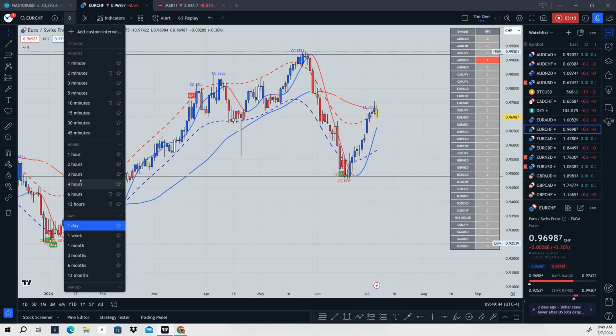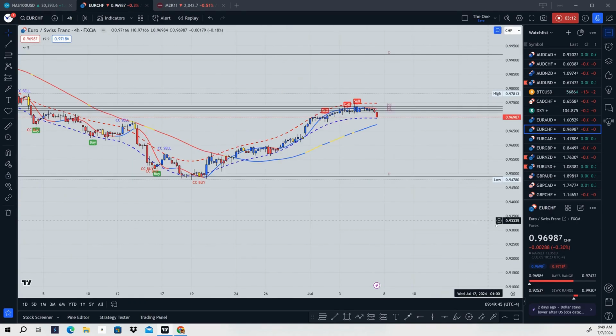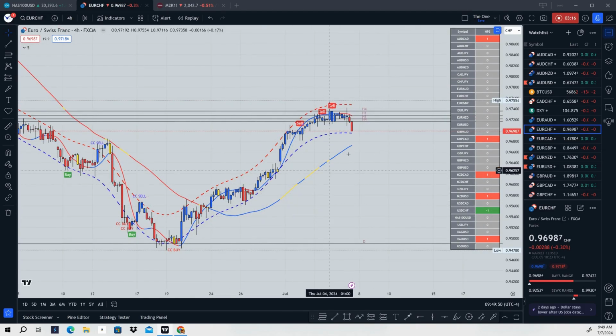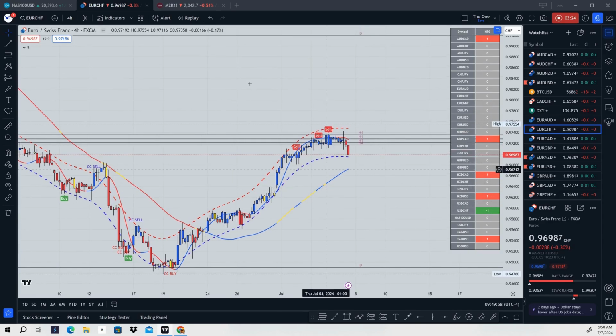Let's go down to the 4-hour time frame. Let's see what the simple moving average is telling us. On the 4-hour time frame, we can see that we are bullish here on the 4-hour time frame. Okay. So we are bullish on the weekly, bearish on the daily, and bullish on the 4-hour. So how does this help us in our trading?